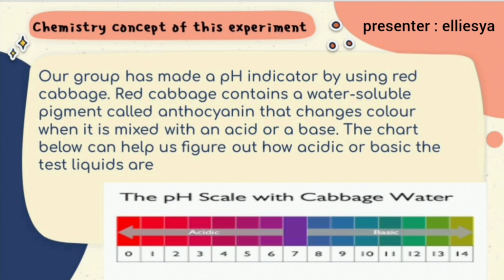Based on the chart, the red cabbage juice turns red when it mixes with something acidic and turns green when it mixes with something basic. The pigment turns red in acidic environments with a pH less than 7, and the pigment turns bluish-green in alkaline or basic environments with a pH greater than 7.